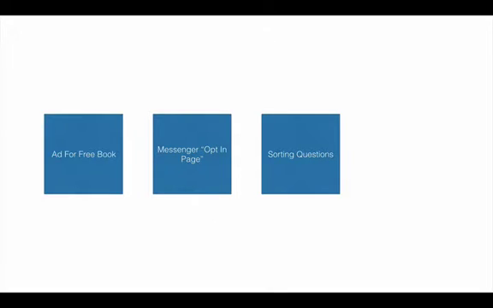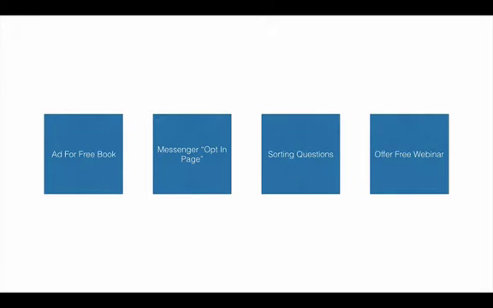So for us, I got these little boxes kind of backwards. They see an ad for the free book. They click that ad, they end up on our special opt-in page that's designed to capture Facebook Messenger leads instead of an email. Our autoresponder sequence sends them something called sorting questions. I'll show you what those are in a minute. Very simple. And from there, depending on their answers, we offer them a free webinar. And that's it. That's the whole thing.